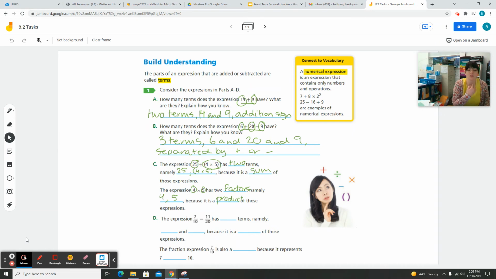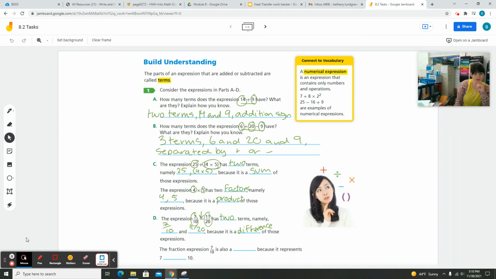Okay. So for part D, the expression 7/10 minus 11/20 has how many terms? Well, there's a subtraction sign right here, which means that we're going to separate these two into 2 terms. It has 2 terms, and those 2 terms are 7/10 and 11/20. Okay. And this is because it is a what of those expressions. When we have a subtraction sign, what do we call the answer to a subtraction problem? We call that a difference.